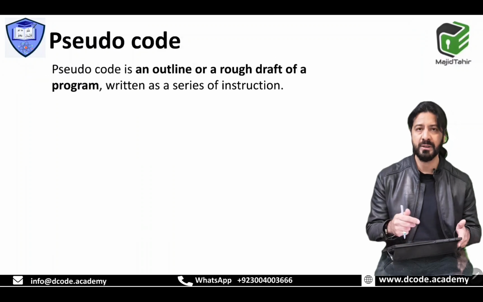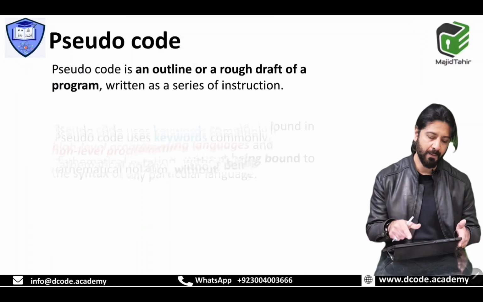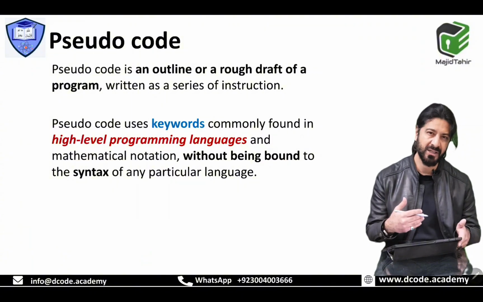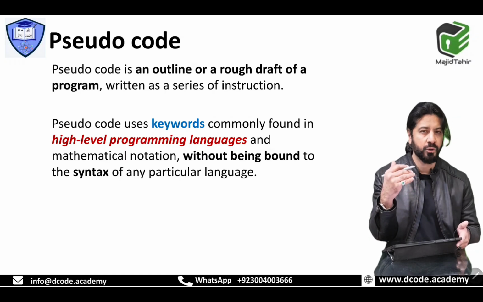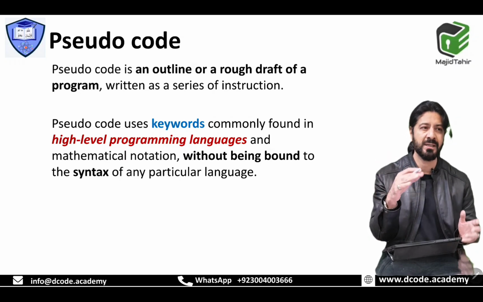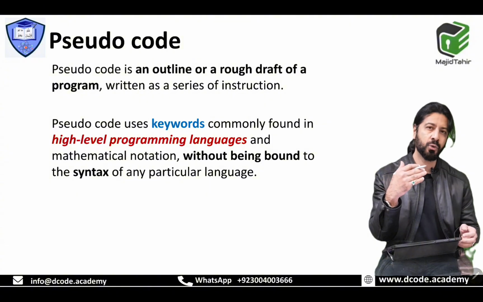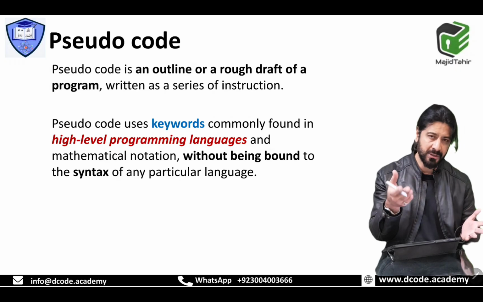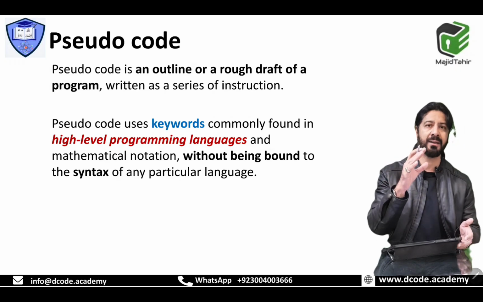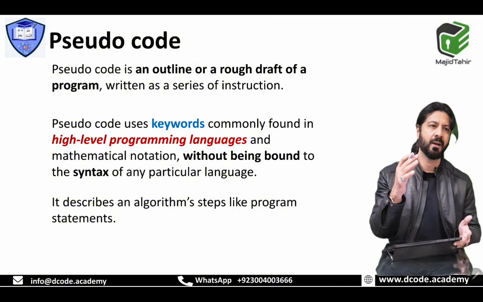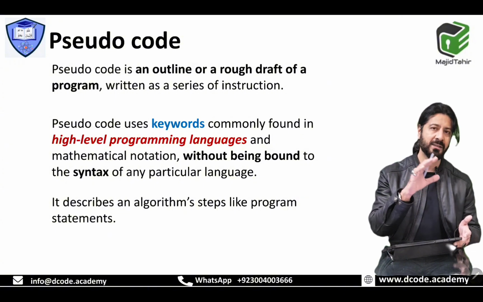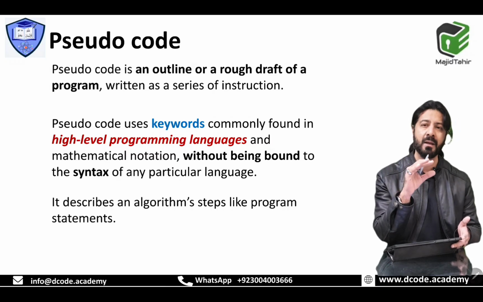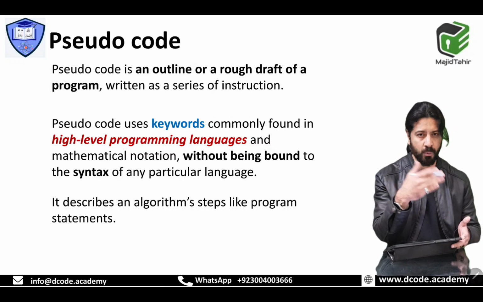Then we have pseudocode. Pseudocode is an outline of a program or a rough draft of the program. Pseudocode uses keywords commonly found in high-level programming languages, but without being bound to the syntax of any programming language. So pseudocode is a generic code, and it doesn't use any specific syntax. Rather, pseudocode has its own syntax, which is given by Cambridge, so we will be following that syntax. There are some variations in pseudocode, but we follow a specific syntax of pseudocode in Cambridge. So we are going to look at that.